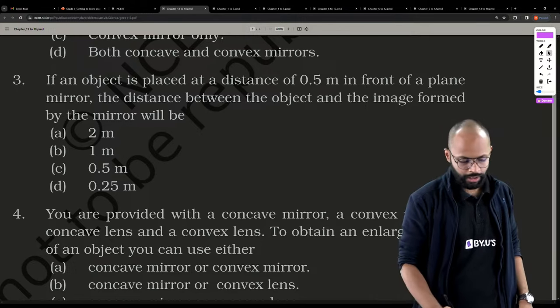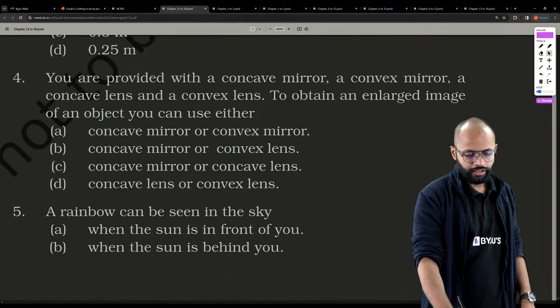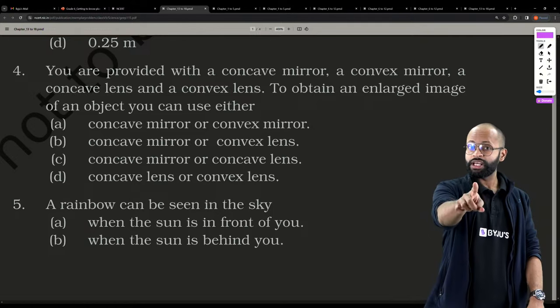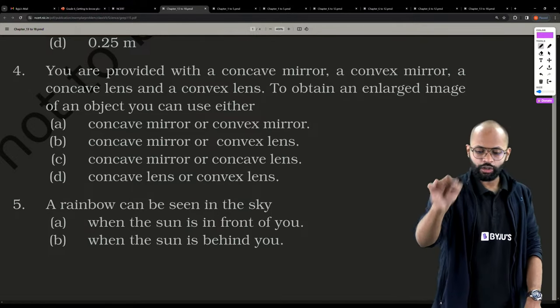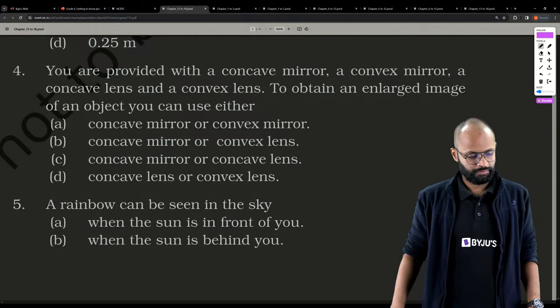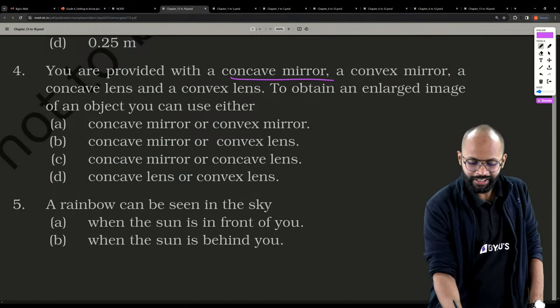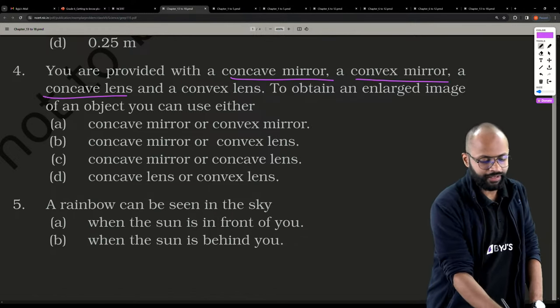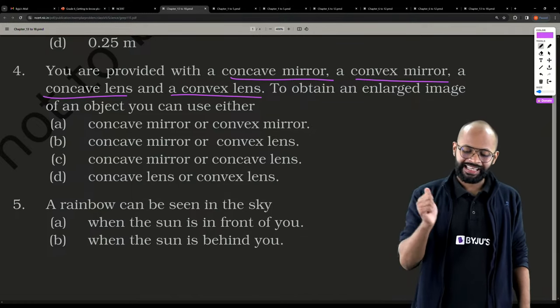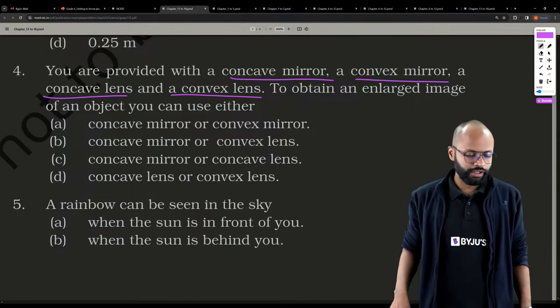Chalo. Question number 4. You are provided with a concave mirror, a convex mirror, a concave lens and a convex lens. Dekho, charo cheeze tumko de di hai. To obtain an enlarged image of an object, you can use either.